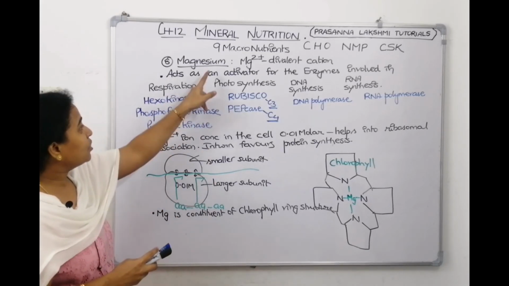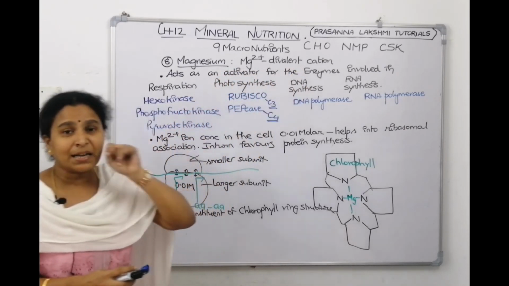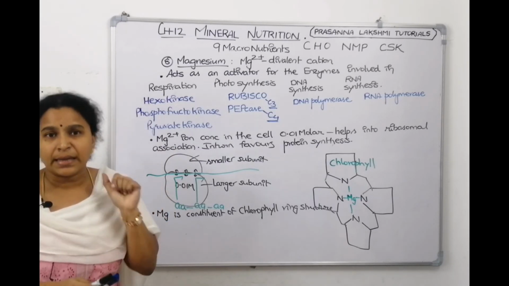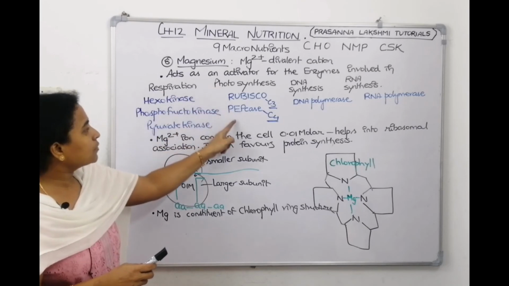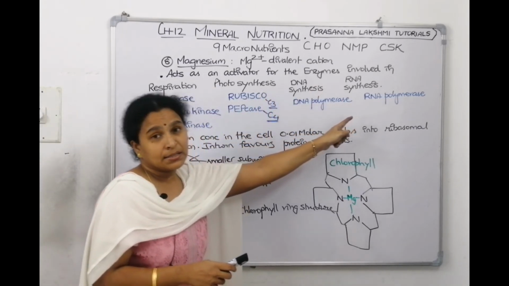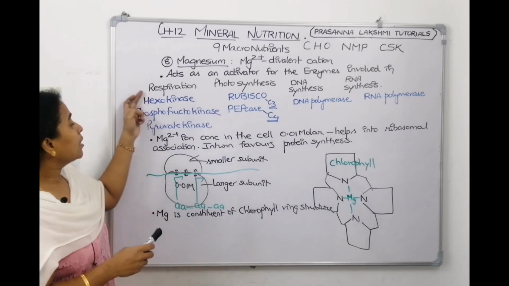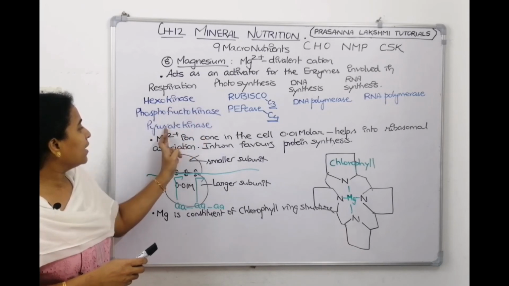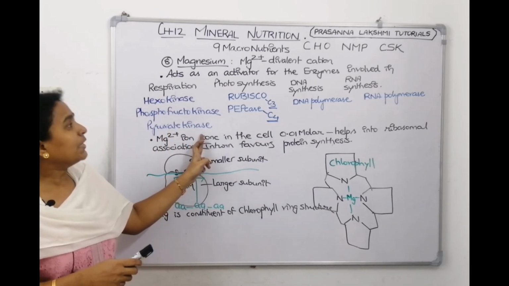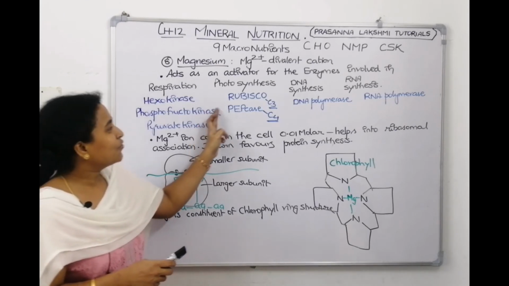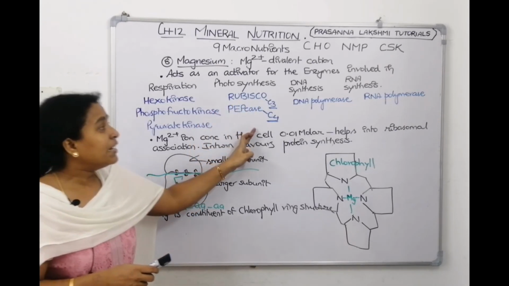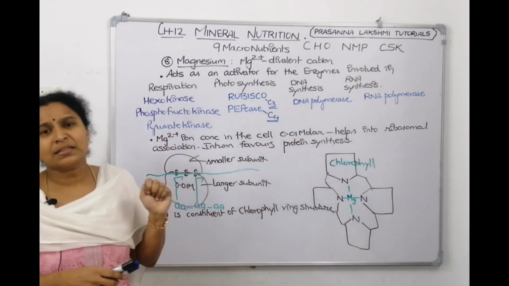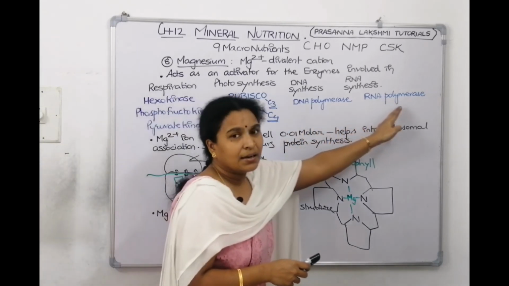Let us summarize. Magnesium is a divalent cation. Plant absorbs magnesium as Mg2+. Magnesium acts as an activator for the enzymes involved in respiration, photosynthesis, DNA synthesis, RNA synthesis. Some enzymes I have just listed out. Respiratory enzymes where magnesium acts as an activator are hexokinase, fructokinase, pyruvate kinase. Photosynthetic enzymes are rubisco and PEPcase. DNA synthesis enzyme is DNA polymerase. RNA synthesis enzyme is RNA polymerase.